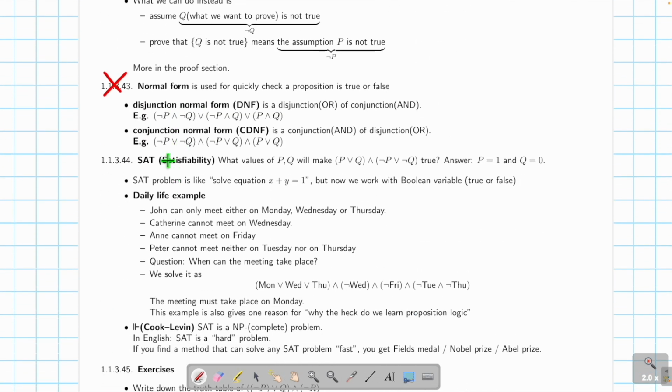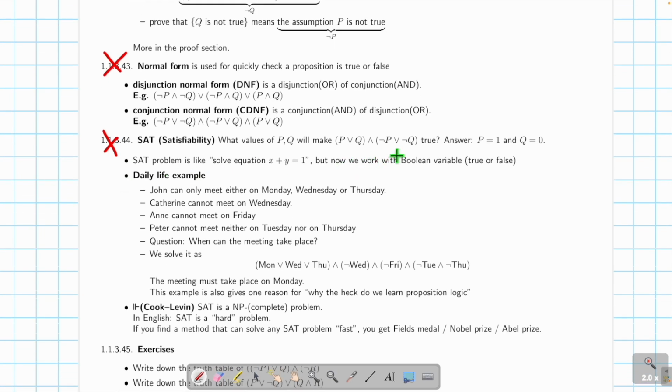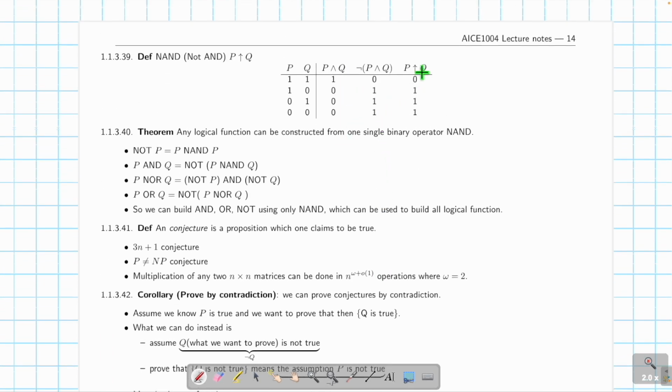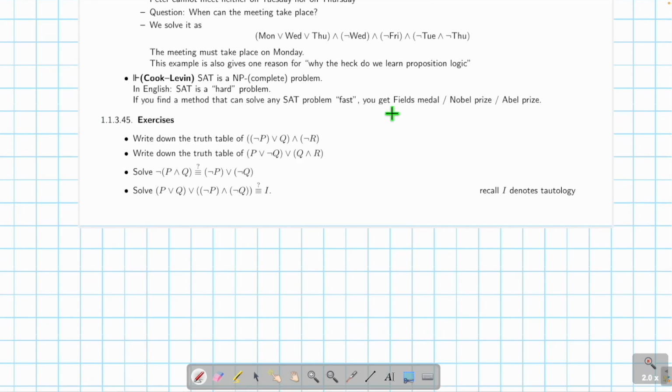And this boils down to the hardest problem in computer science called SAT. Again, this is not something in the exam. I just let you know. I give you this thing, P or Q in brackets, and not P or not Q. The question is, what are the truth values such that this gives me true? Or what are the truth values such that this gives me false? How do you solve it? I draw a truth table with some specific formula, and I want you to give me the truth values such that I see one here. This is the kind of problem.